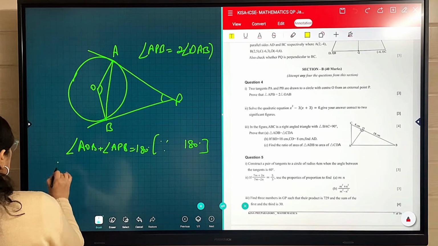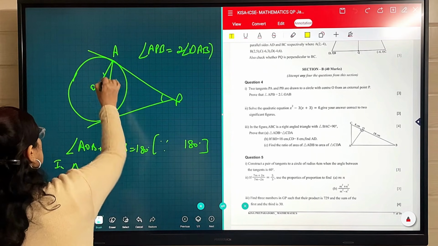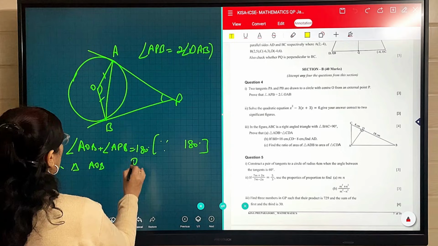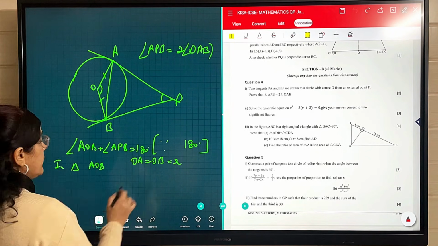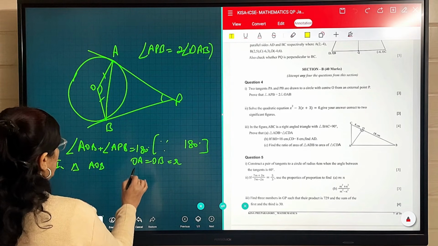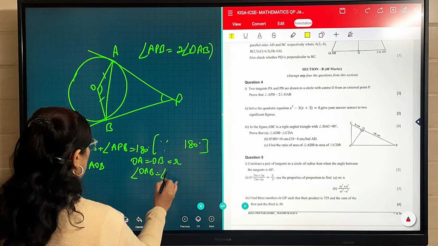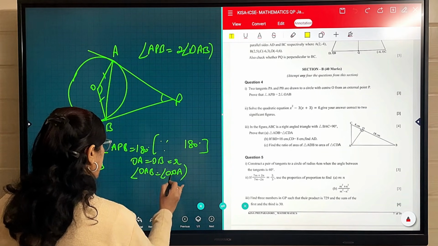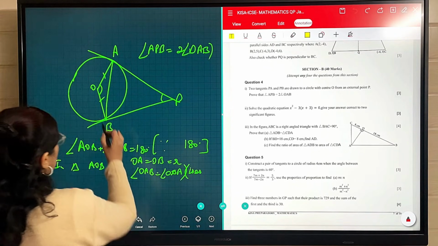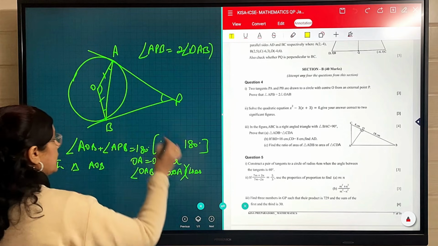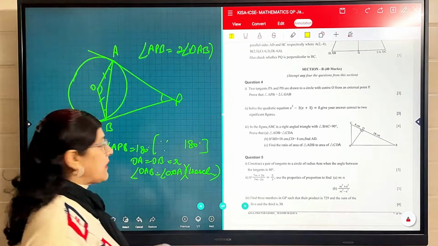Now coming to triangle AOB, these two sides are equal. It means OA is equal to OB, equal to the radius of the circle, because both are radii of the same circle. So that is why angle OAB is equal to angle OBA, by the isosceles angle property: angles opposite to equal sides are equal. You have to mention the reason also, otherwise your 1 mark will be deducted.